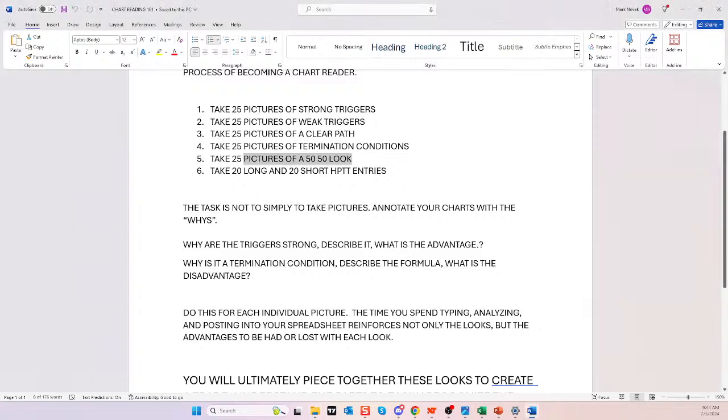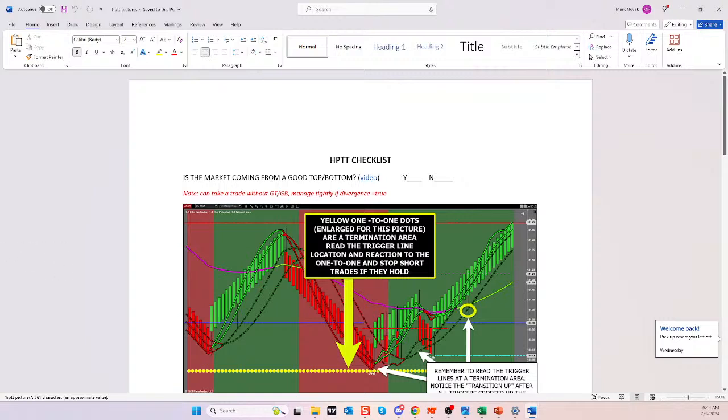And I'm also going to give you this. I'm going to drop all of this in the room, guys. This is the high probability trend trade checklist, and this actually gives you a visual of what it means to have the rules met. When you look at the checklist, this is the one with pictures. I'm also going to give you one.